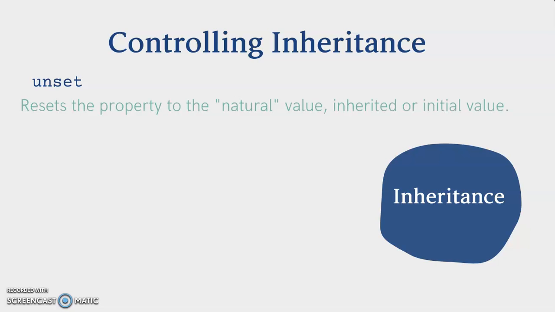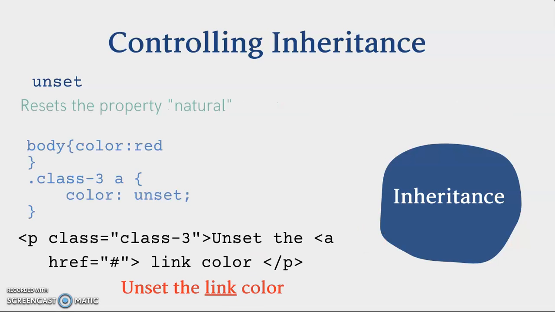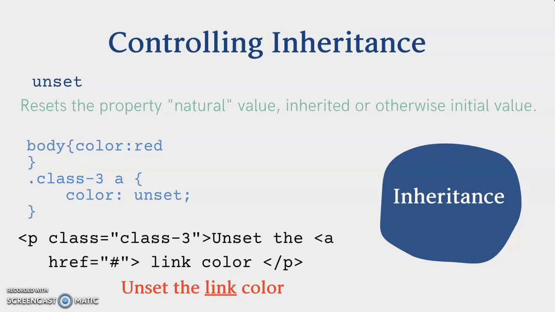Unset resets the property to the natural value or inherited value. Once again, in this example where a body is styled to the color red and a class attribute is given with the value unset, the linking attribute is styled back to the color red because it is the natural inherited or initial value.